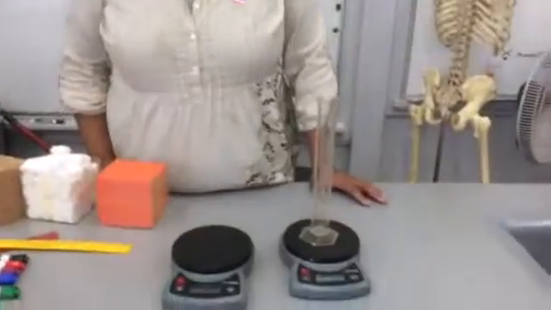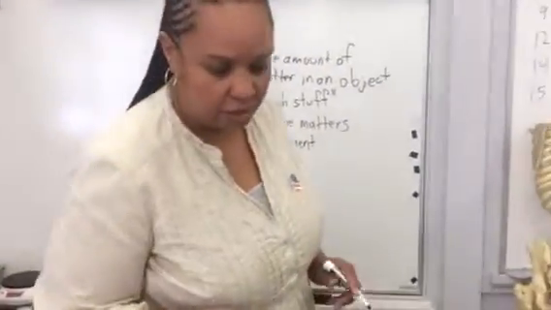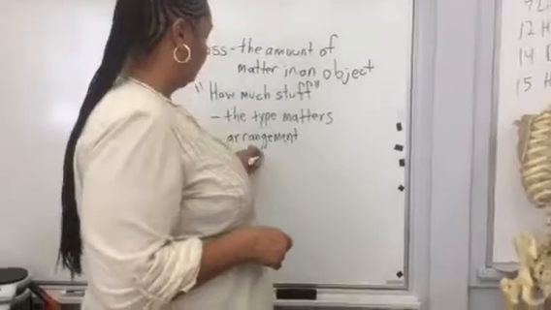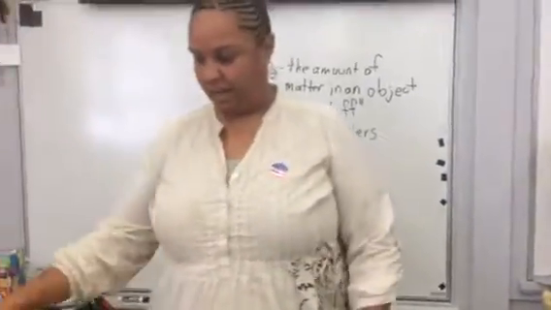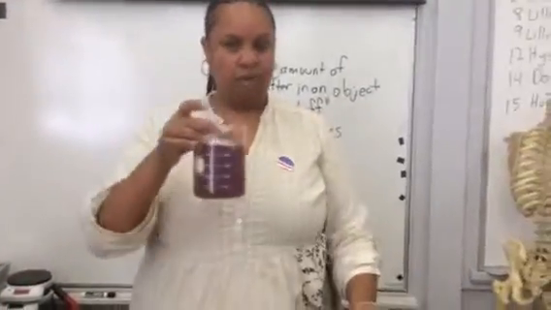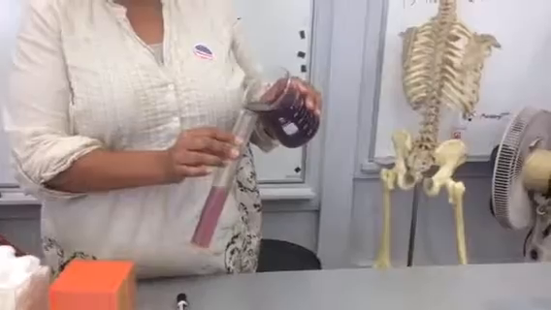First, you can weigh the container that you're going to use, and this graduated cylinder, which is used to measure the volume of a liquid, weighs 40.8 grams. So I can use that, and I can pour my liquid water. I've colored it purple so that you can see it better.